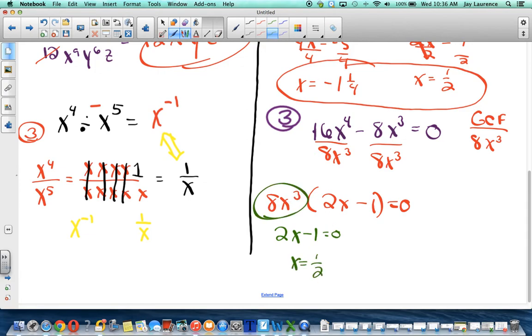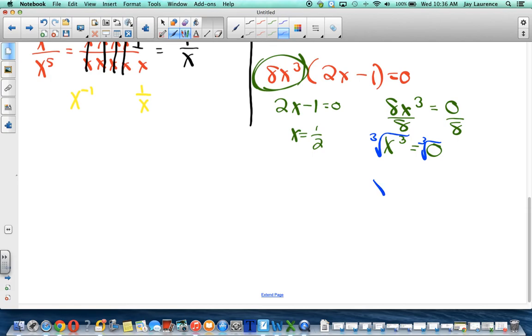And then I've got to take this one. Can that quantity turn to 0? Sure it can. 8x cubed equals 0. So I'll divide by 8, x cubed equals 0. 0 divided by 8 is 0. And then I will take the cube root of both sides. I'm asking myself, what number times itself again and again equals 0? And the answer, of course, is 0. So this is x equals 1/2 and x equals 0. Of course, if you want to do the solution set, you can go like this.